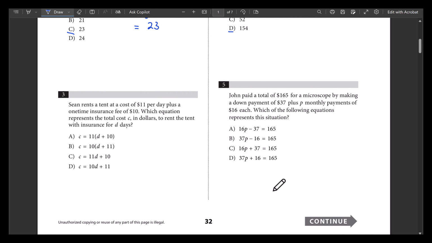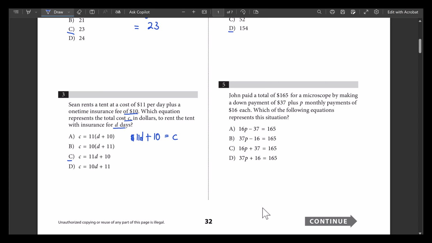Number 3, Sean rents a tent at a cost of $11 per day plus a one-time insurance fee of $10. Which equation represents the total C in dollars to rent the tent with insurance for D days? We are going to come up with an equation for this scenario. Sean rents a tent for a cost of $11 per day, and we're told that D days, so that is 11D plus the one-time insurance fee of $10 should be equal to C. This is the equation that we'll be using. Hence, we look for the options. 11D plus 10 is equal to C, and the answer is C.